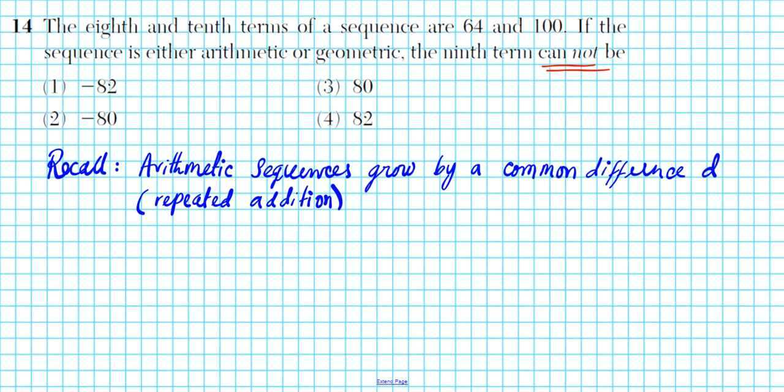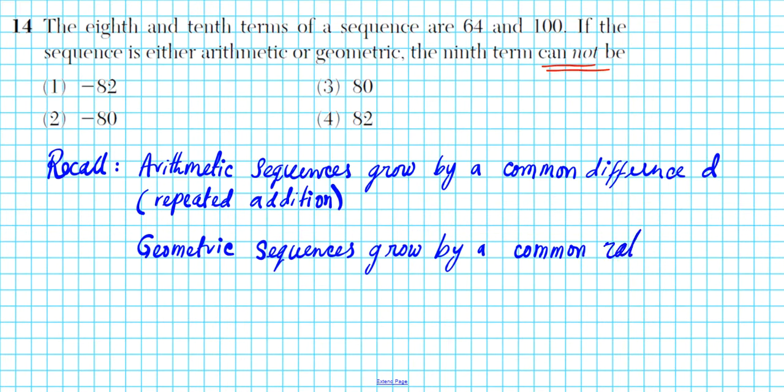On the flip side, geometric sequences do what? They grow by a common ratio. Okay? And that common ratio is called R. In the case of a geometric sequence, what you have is repeated multiplication.